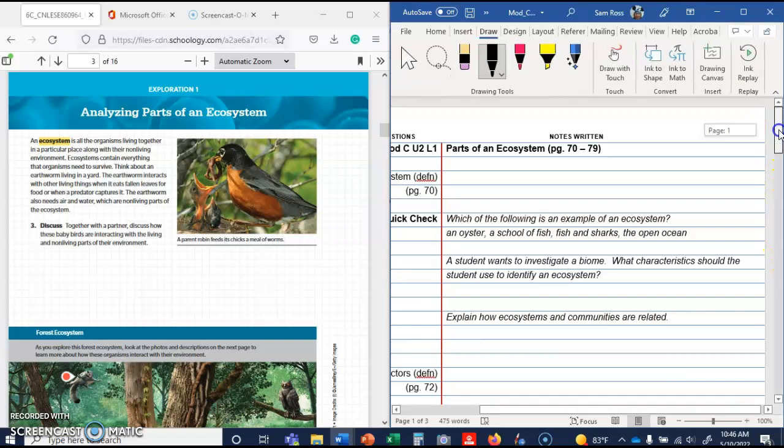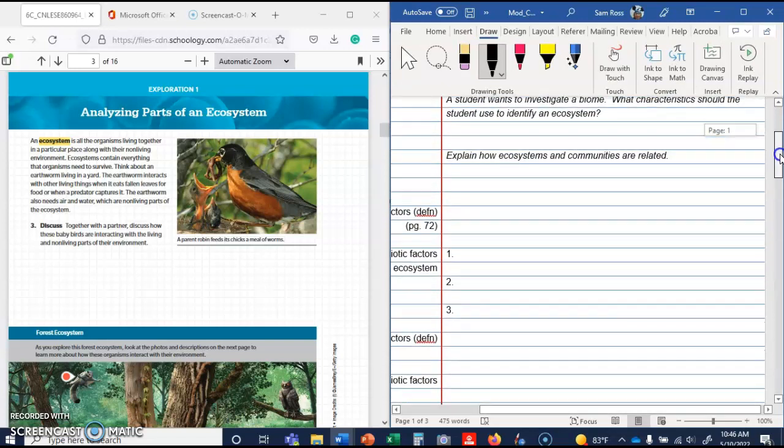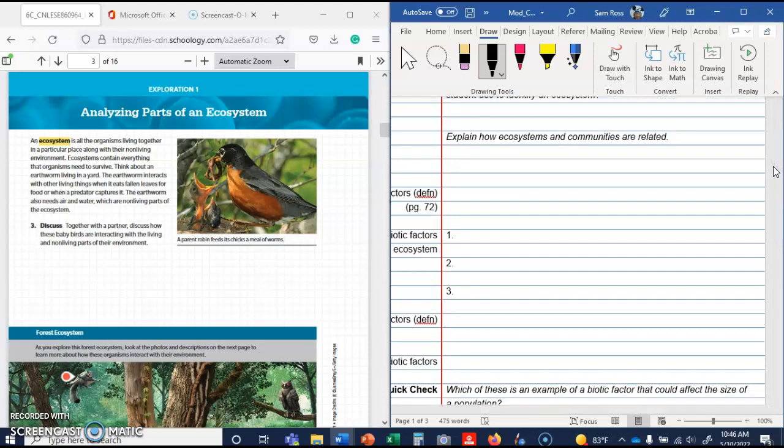It says, explain how ecosystems and communities are related. A biome covers a large area that may contain several ecosystems. An ecosystem consists of a community of several species and their abiotic environment.